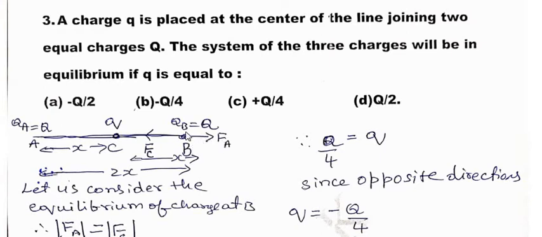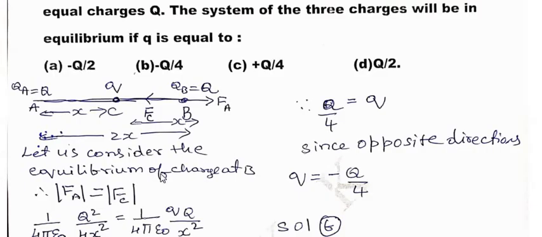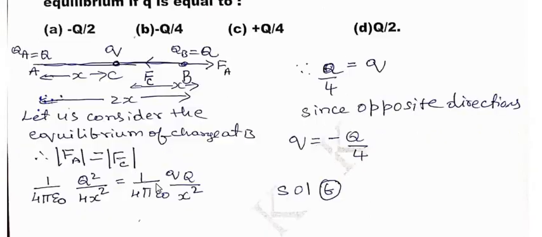Naturally, if charge at B has to be in equilibrium, the same force has to act on B but in the opposite direction. So the force on charge at B due to charge at C is in this direction, opposite to the force on B due to charge at A. So FC and FA must be equal, but they should be acting in opposite directions. So for equilibrium condition, the magnitude of FA should be equal to the magnitude of FC.